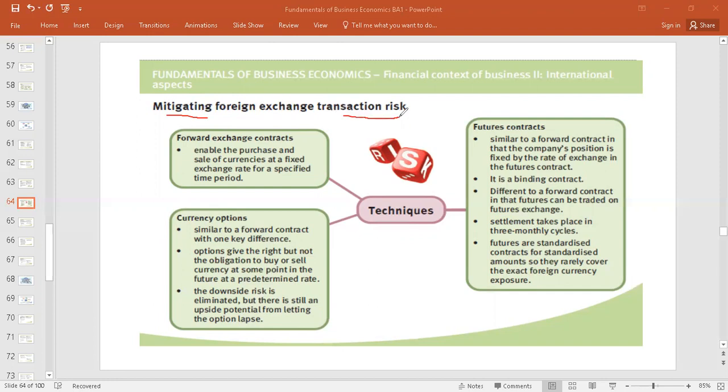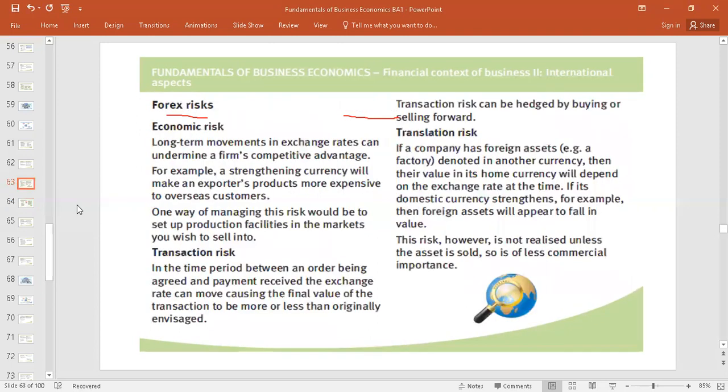What is transaction risk? Just now we've looked into the time period between an order being agreed and the payment received. Definitely there would be a time lag, because the day when the order is placed, most of the time we do not see that the goods are received.